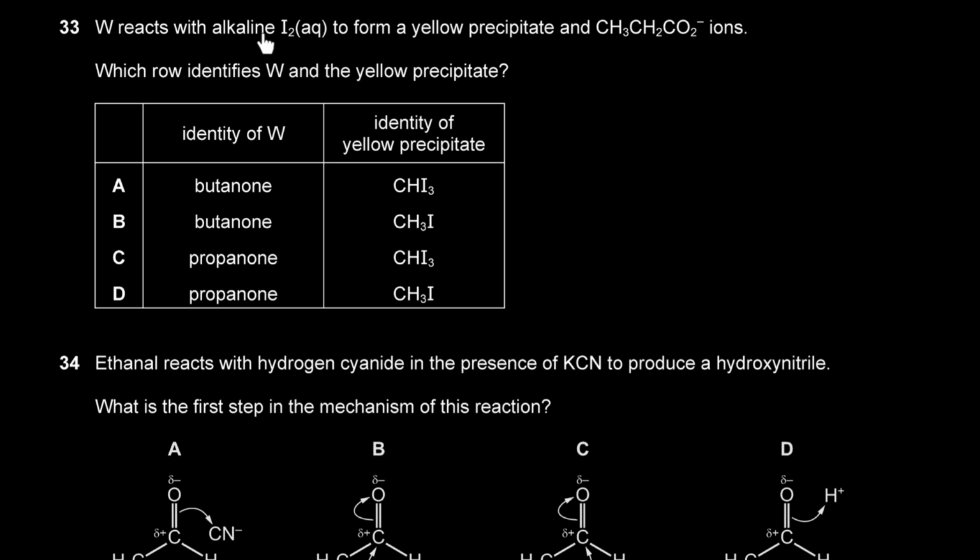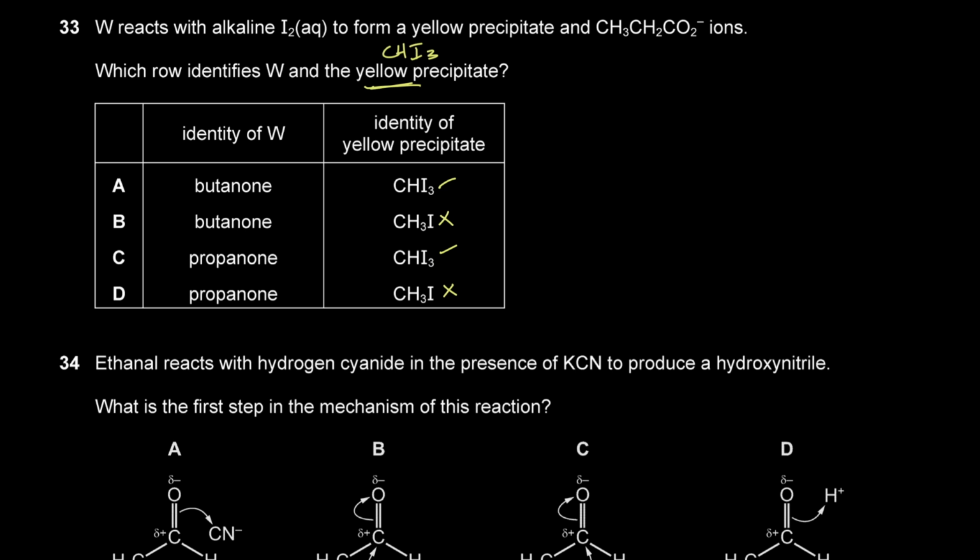W reacts with alkaline aqueous iodine to form a yellow precipitate and CH3CH2CO2⁻ ions. Which row identifies W and the yellow precipitate? Now this is the iodoform reaction. So the yellow precipitate is triiodomethane, that is CHI3, which means that the answer has to be A or C. So it can't be B or D.